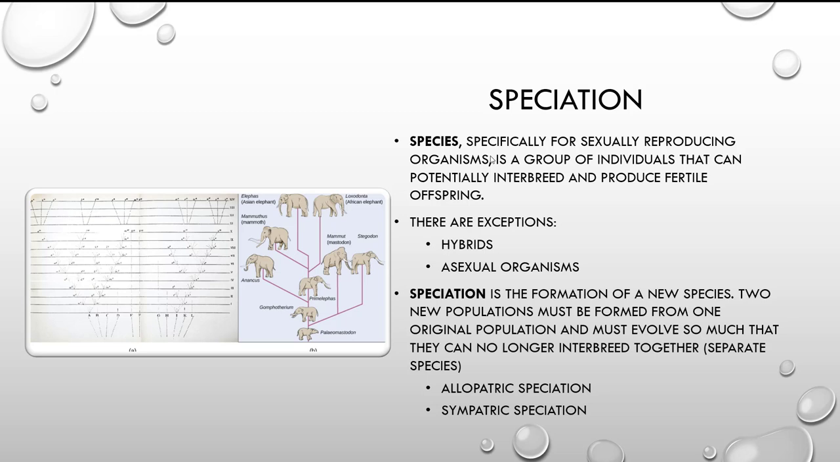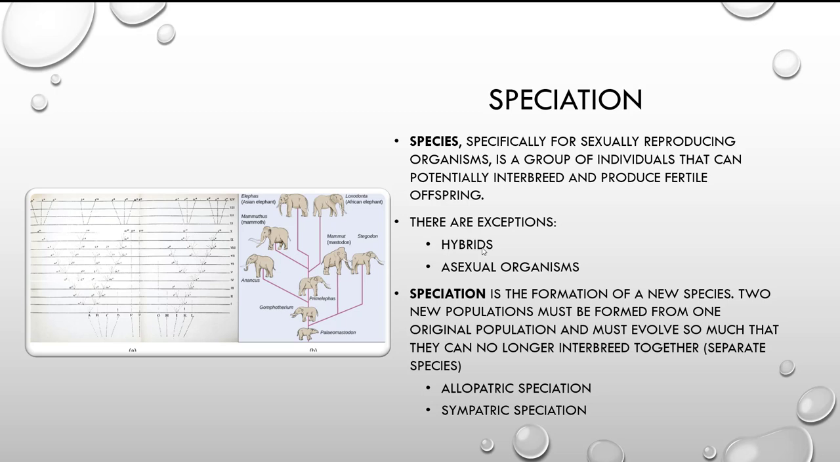So just realize that it's really, really hard to define what a species is. It's not very simple. But for the purposes of this class, we're just going to focus on sexually reproducing organisms. We're going to say that a species is a group of individuals that have the potential to interbreed and produce fertile offspring, and recognize that there are hybrids out there. Okay?